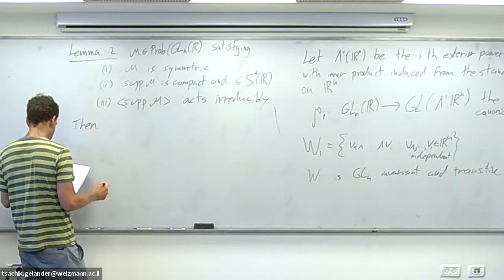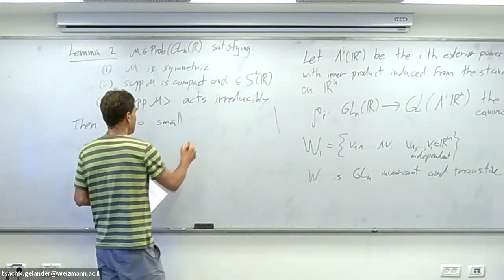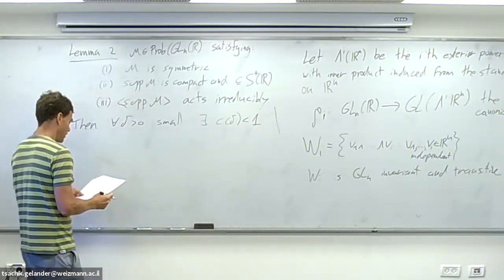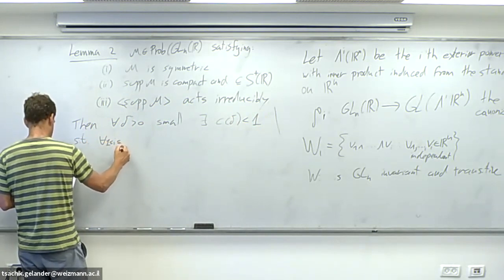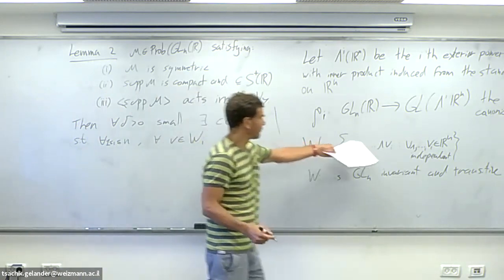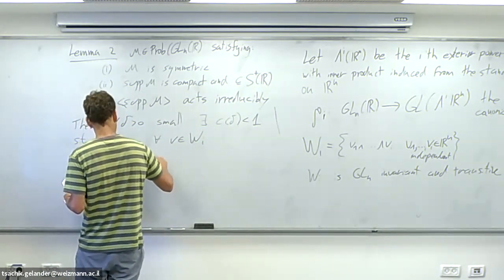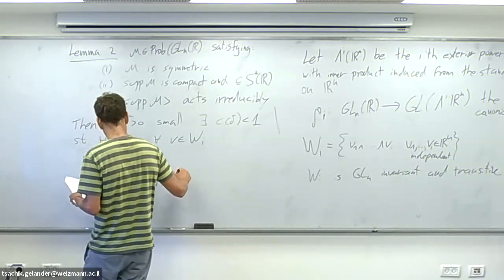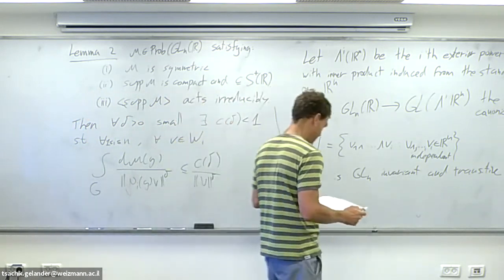Then, for every delta sufficiently small, there exists some constant C depending on delta, which is smaller than 1, that's crucial here, such that for every i between 1 and n, and for every v in W_i, we have that the integral of (1 over rho_i(g)v) to the power delta is bounded by this constant.